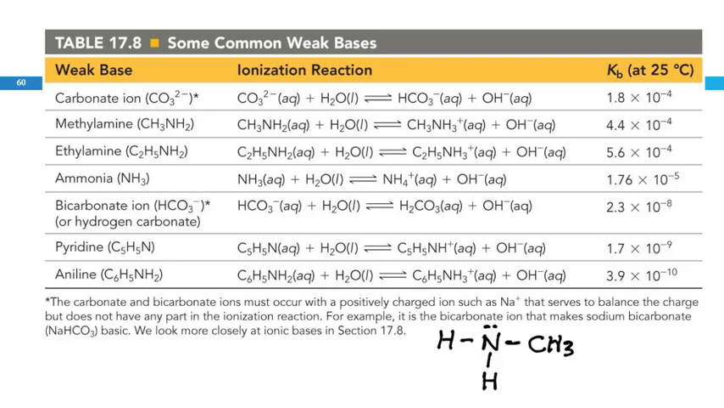Ethylamine: we've replaced one hydrogen with an ethyl group. Pyridine and aniline are cyclical structures. I would not expect you to recognize them as bases from their names, but I would from their formulas. So if you see a formula that has C's and H's and an N, that's a weak base in this class. Okay? Everybody okay with that?